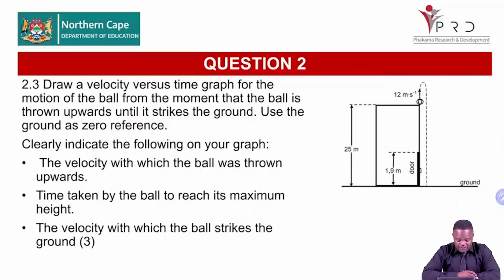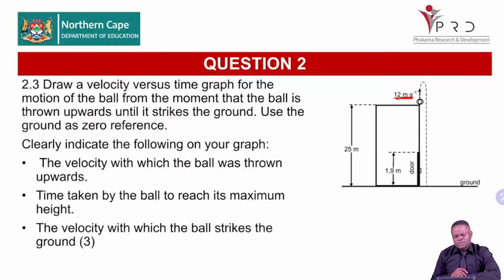Now draw a velocity versus time graph for the motion of the ball from the moment the ball is thrown upwards until it strikes the ground. Use the ground as a zero reference. Now clearly indicate the following on your graph. The velocity with which the ball was thrown upwards, we have that value. It needs to be indicated on the graph. The time taken by the ball to reach its maximum height, and we calculated that time as well. The velocity with which the ball strikes the ground.